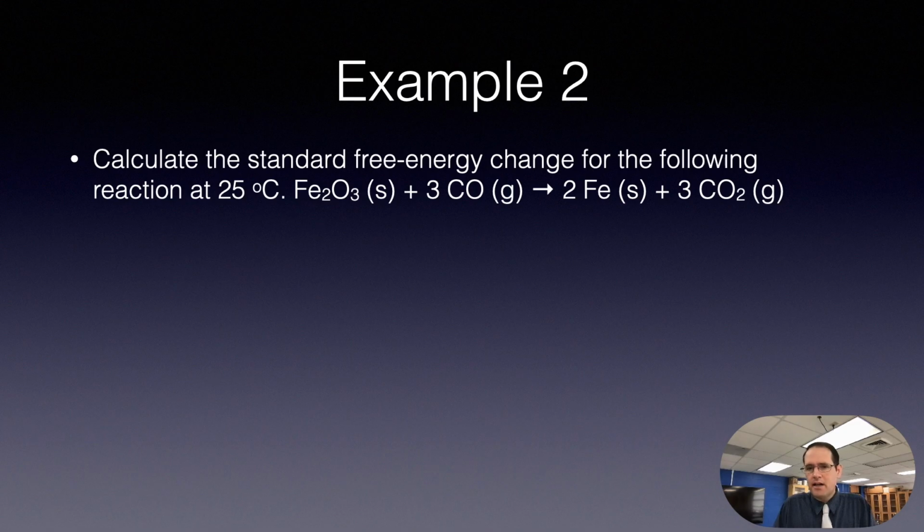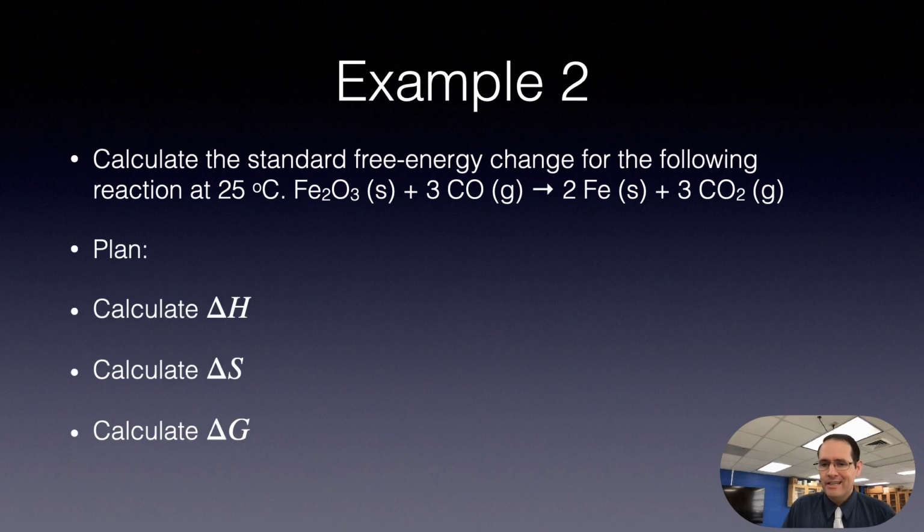Example 2: calculate the standard free energy change for the following reaction at 25 degrees Celsius. So we've got iron(III) oxide once again, and carbon monoxide as reactants. On the product side, we have iron metal and carbon dioxide gas. And my gosh, they don't give us any information. So what do we do? Well, plan your attack.